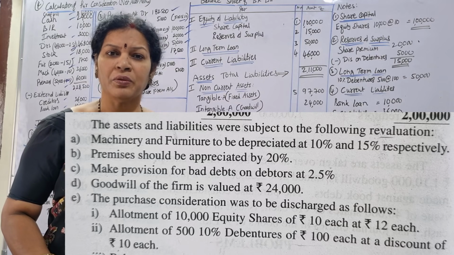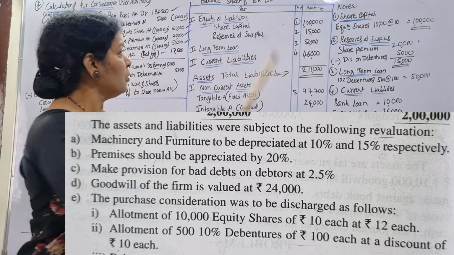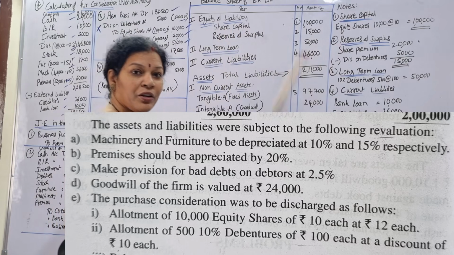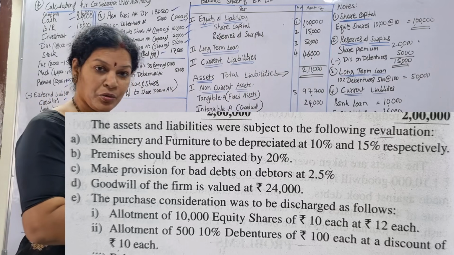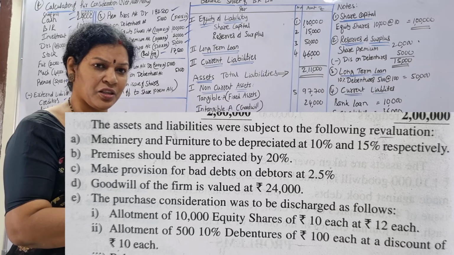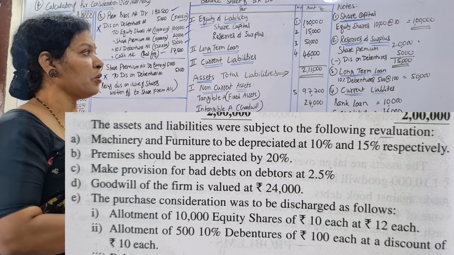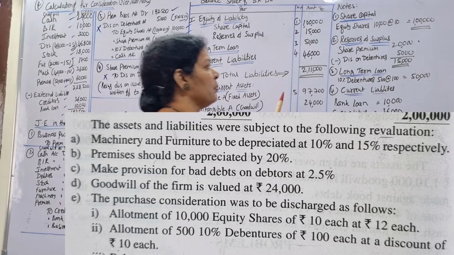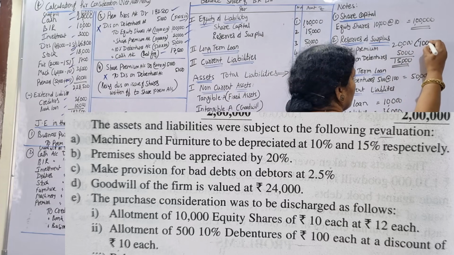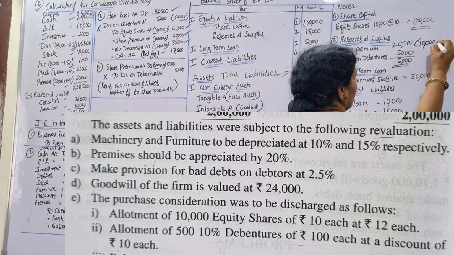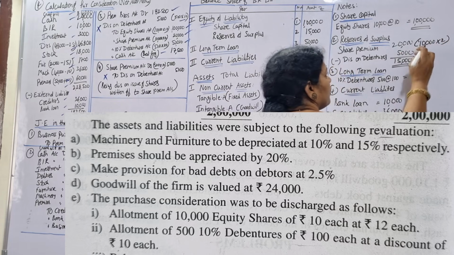Because premium is extra amount, that will be transferred to the general reserve. So under the reserves and surplus column, we are showing that premium. How much is the premium? 10,000 shares, actual cost is 10 rupees, and each one is 2 rupees premium. 10,000 into 2 rupees comes to 20,000. How did you get 20,000? 10,000 shares at the rate of 2 rupees.